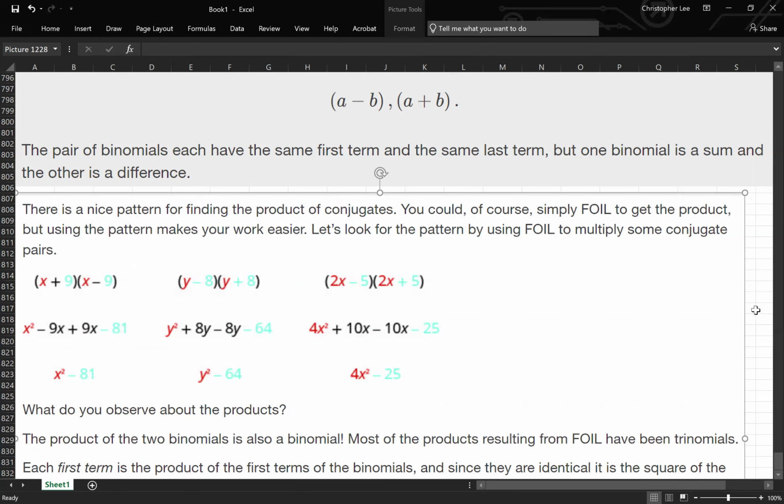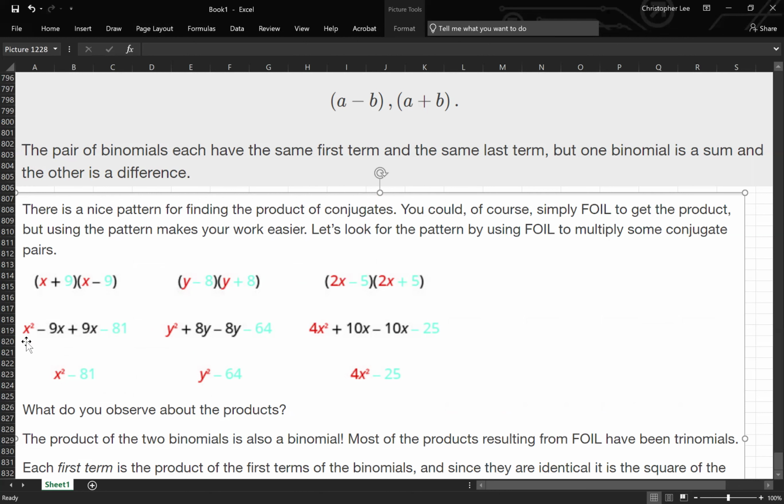So there is a nice pattern for finding the product of conjugates. You could, of course, simply FOIL to get the product, but by using the pattern, it makes your work easier. So let's look at the pattern for FOIL to multiply some conjugate pairs. We have x plus 9 times x minus 9. Same thing, distribute, combine like terms.